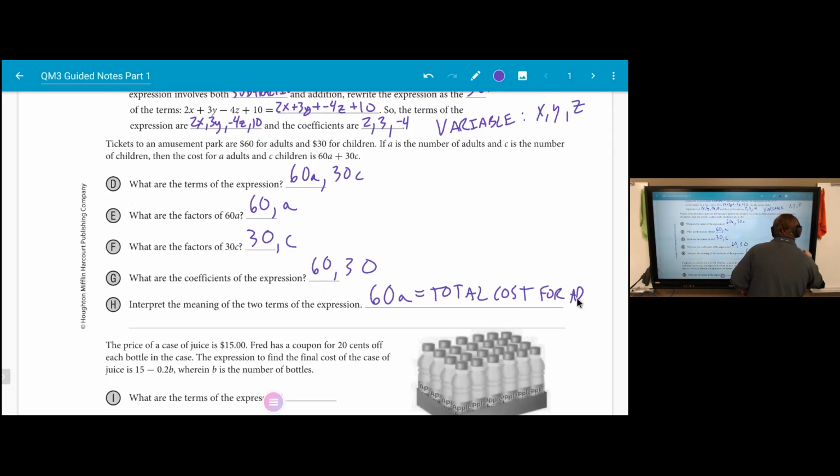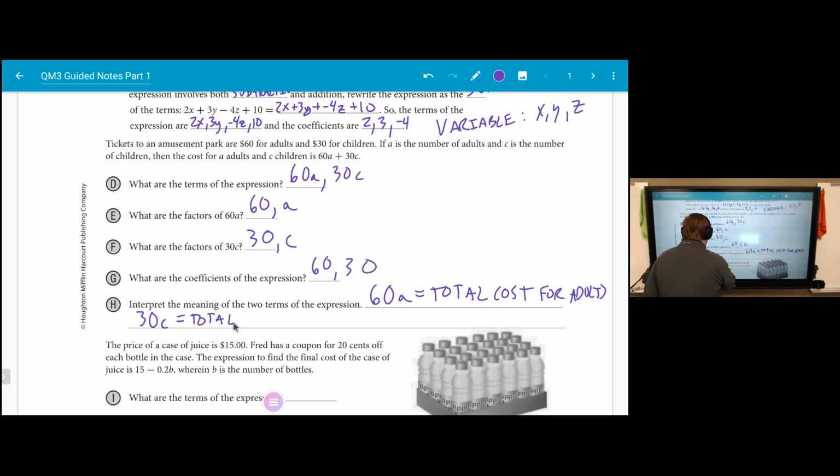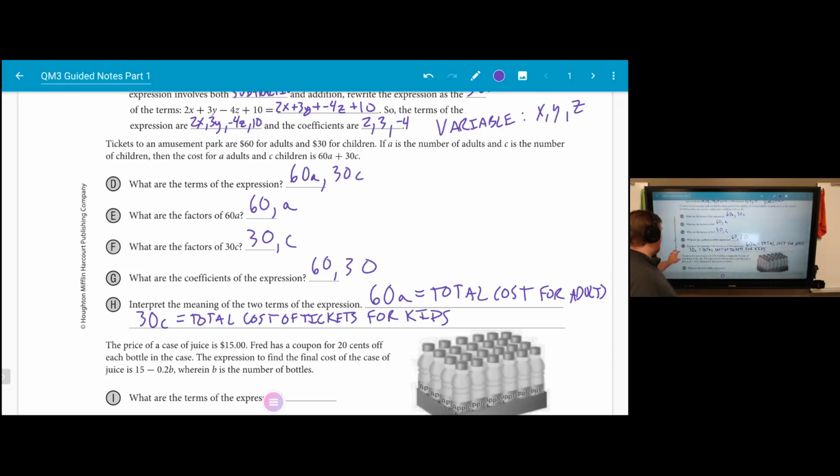Adults are more expensive than the children. And the children, 30C, that's 30 times the number of kids, because that's C. Total cost of tickets for kids. And again, we're not selling adults either. We're not selling people. It's not something we do. Okay.